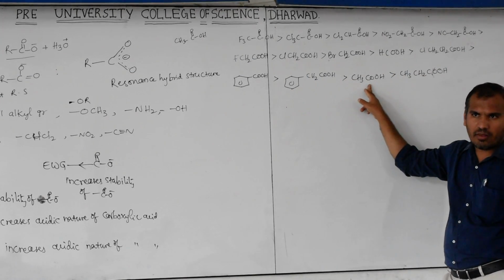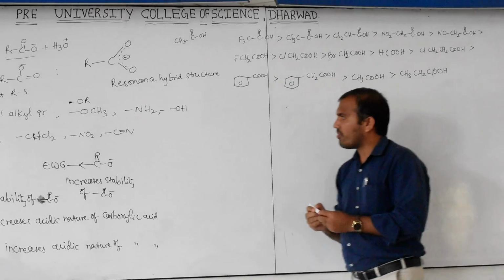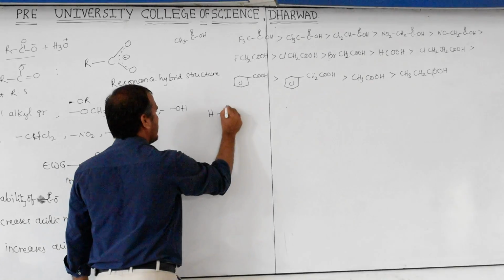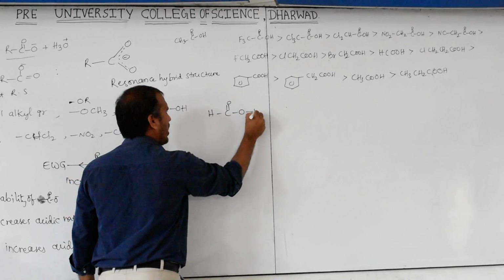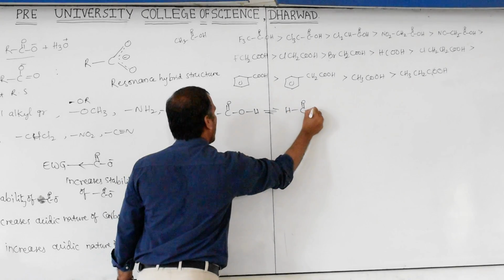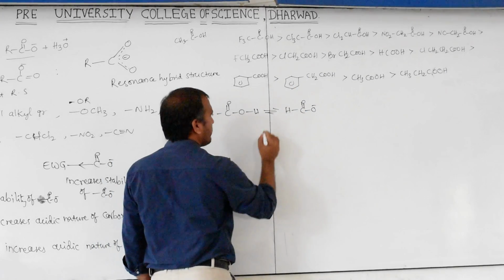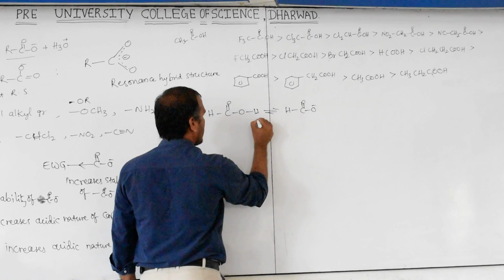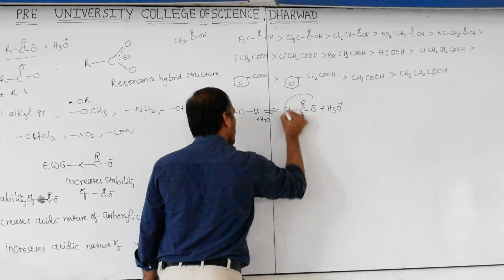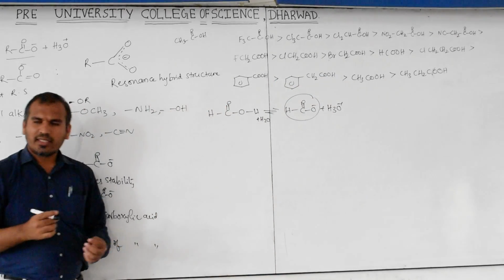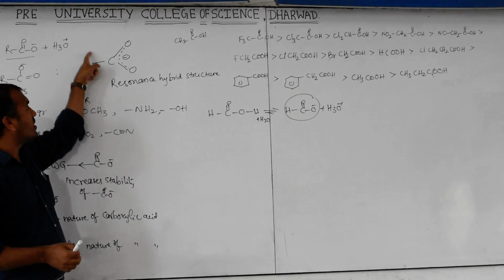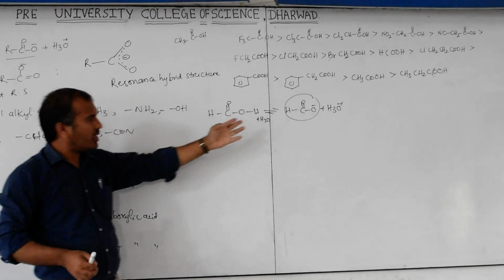Why? Then you may ask the question, for this important reason. HC double bond to OH. After loss of this H, this will get O minus, and if water is there, then it forms H3O plus. Now this anion is like this one, but here what is there? R. Here nothing is attached.